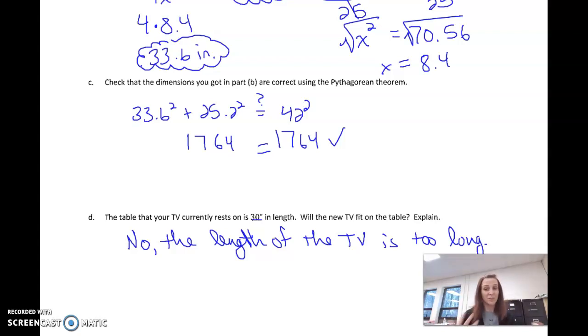Okay, so again, learn something new about TVs. When you have a 42-inch TV or whatever, that's the measure of the diagonal. And knowing what we know about the Pythagorean Theorem and right triangles, we can use that information using our 4x and 3x ratio to find the actual length and width of TVs.